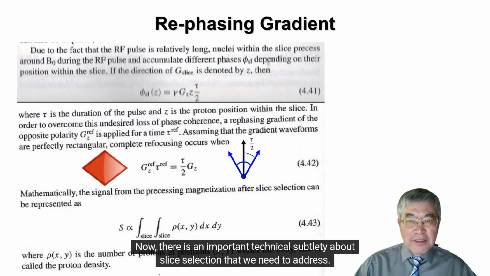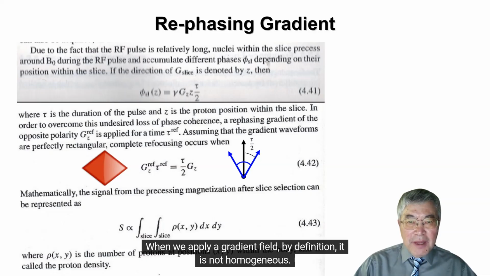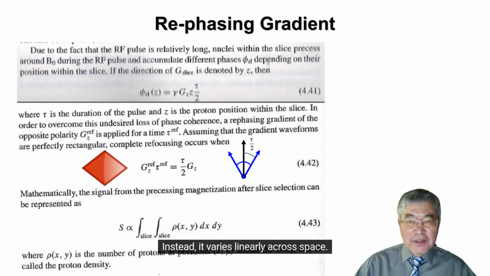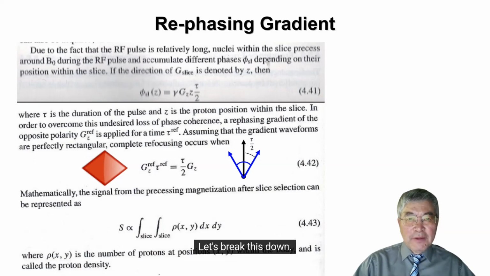Now, there is an important technical subtlety about slice selection that we need to address. When we apply a gradient field, by definition, it is not homogeneous. Instead, it varies linearly across space. But remember, any deviation from a homogeneous magnetic field introduces a problem. It causes dephasing. Let's break this down.